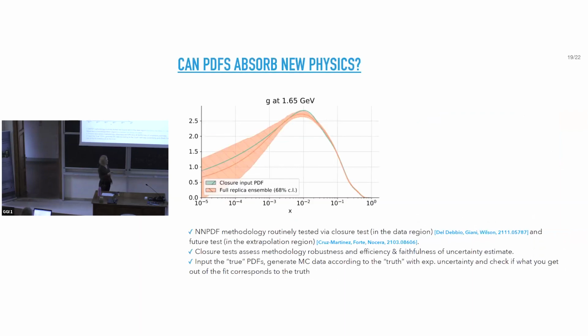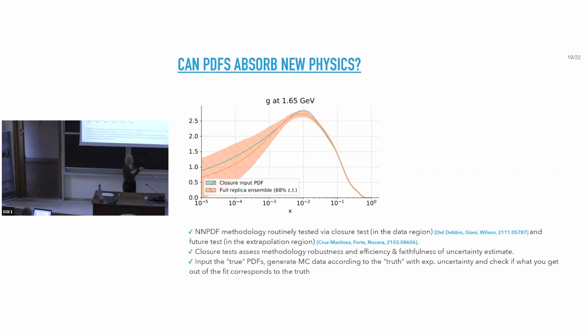Okay, so that's the last thing I wanted to mention. Sorry, I'm a bit late, but okay. So this is all about simultaneous fit. And now we say, okay, having seen all this, can we try to answer more precisely this question: can PDFs absorb new physics? So the idea is to exploit the closure test. In NNPDF, we routinely test the methodology via closure tests in the data region and some future tests, okay? But the closure test assesses the methodology's robustness.